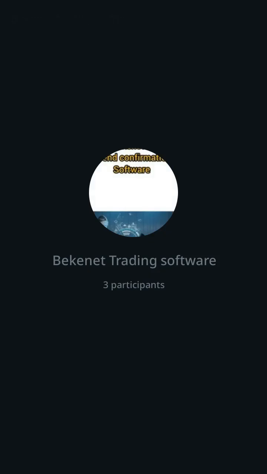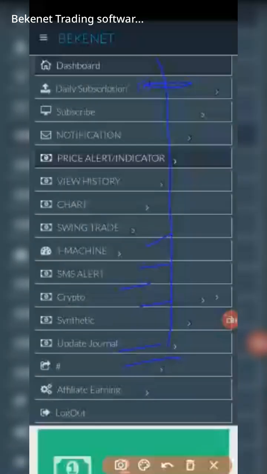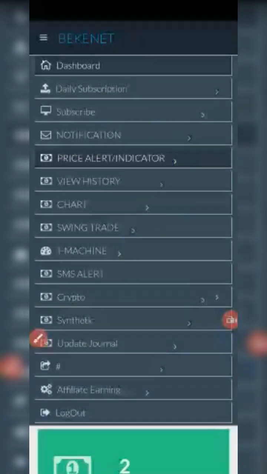So all these features are available for the monthly subscription. But for the pay as you go, you don't have anything. This is where you get the pay as you go. You come to this place, which is daily subscription, click on it, then click on pay as you go. It will load you to a page.